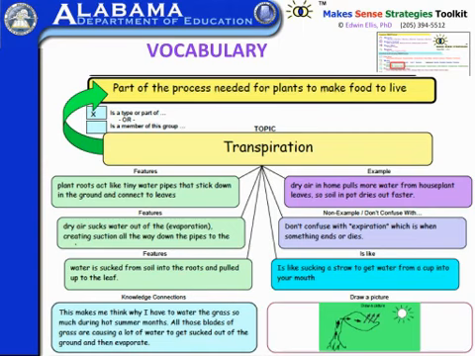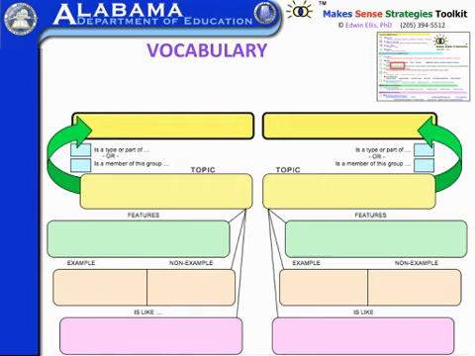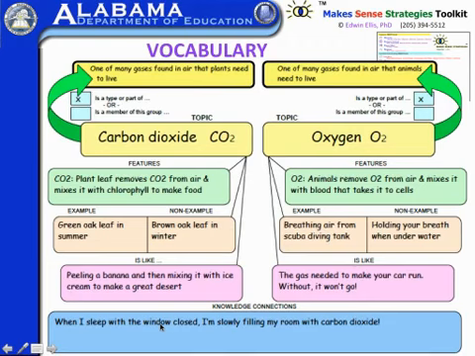Again, I'm going to go through these fairly quickly, so if you want to pause the video so that you can study what was actually noted on these, feel free. They're also in your handout, and all of these are also on the software. This one is comparing two terms, and so the setup is essentially the same. It's a type or part of or a member of this larger group, features, example, non-example, and is like. Here's an illustration of that.